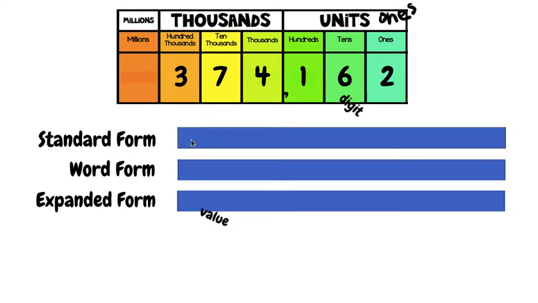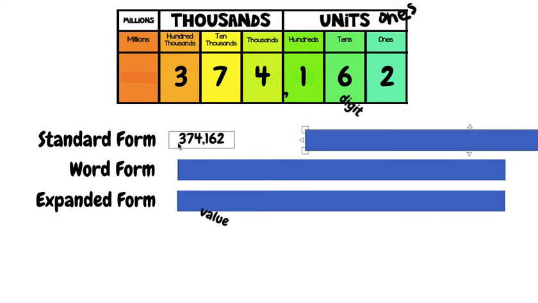Now we're going to move on to the 3 terms that we learned in our lesson. We have our standard form, which is what we just said, 374,162. And then our next term is word form. So I'm literally just spelling out what I said from my standard form.